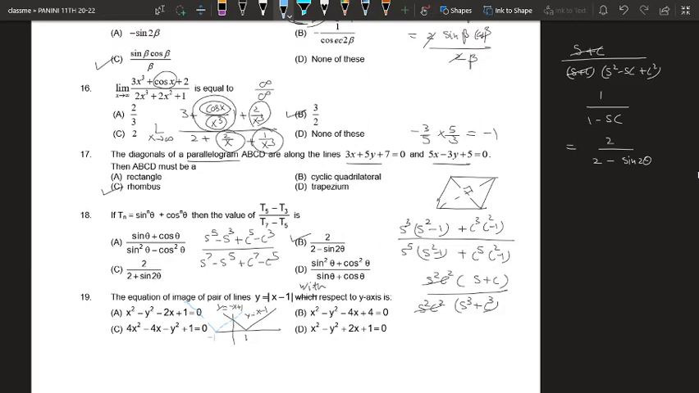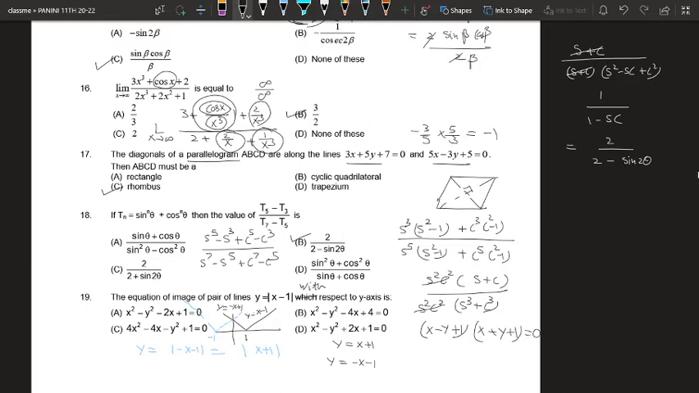So there would be two lines: y is equal to mod of x plus 1, that is y is equal to x plus 1, that is x minus y plus 1, and the second one is y is equal to minus x minus 1, that is x plus y plus 1. So this is the pair of lines.